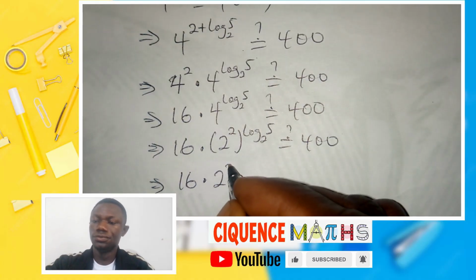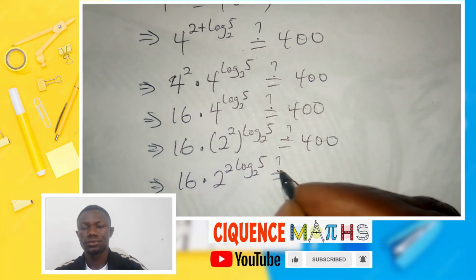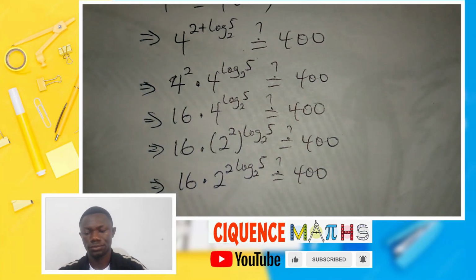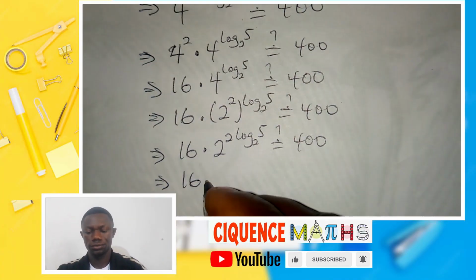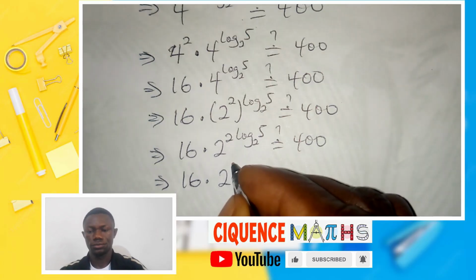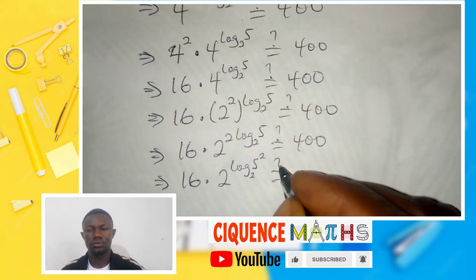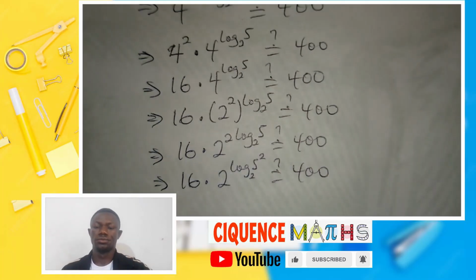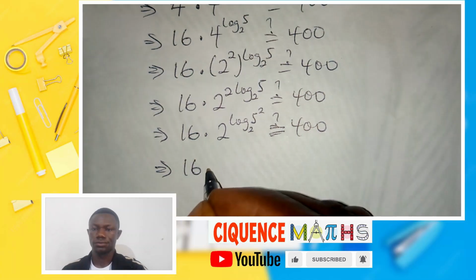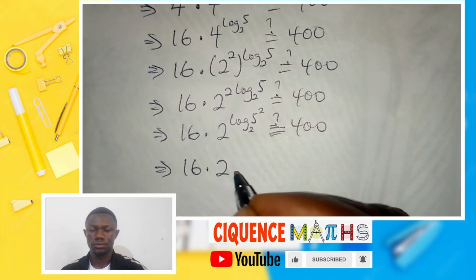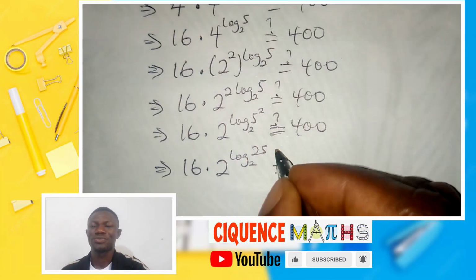Then if an index is raised to another exponent, the exponents multiply themselves. Okay, so we have 2 exponent 2 log 5 base 2. So we have 16 times 2 exponent log 5 square base 2. So it becomes 16 times 2 exponent log 25 base 2 equal to 400.